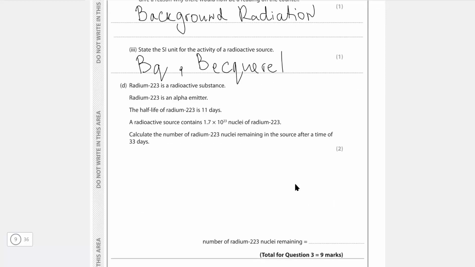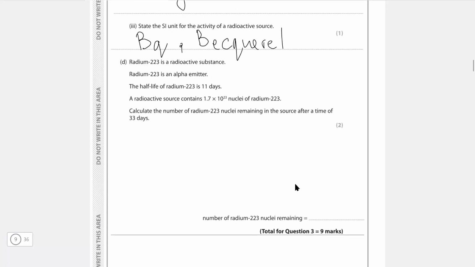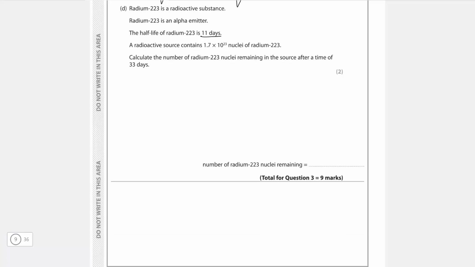Okay. Next one, we have radium-223 is a radioactive source, and that is an alpha emitter. Given the half-life is 11 days, and it contains 1.7 times 10 to the 23 nuclei, calculate the number of nuclei remaining after a time of 33 days. Okay, well, let's do a half-life calculation. So 33 days is 3 half-lives.